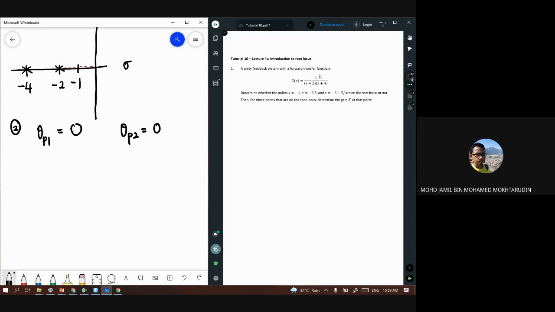It's a multiple of 180. So we sum theta P1 plus theta P2 equals 0.